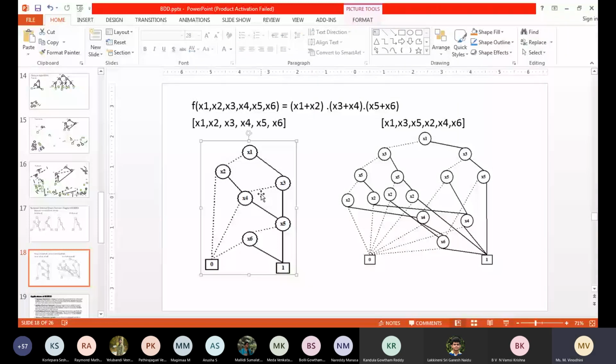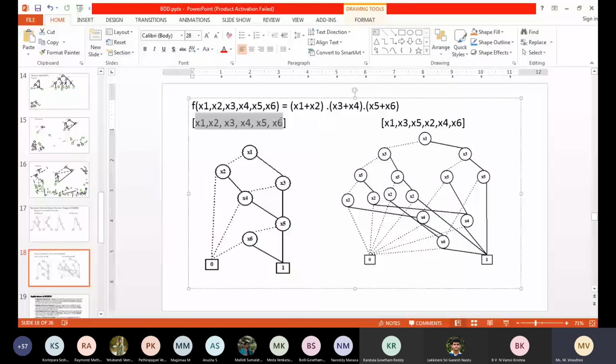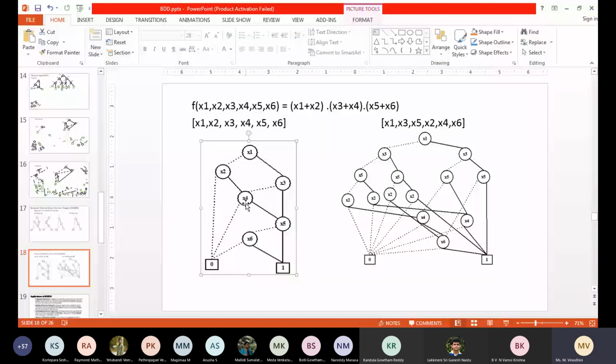And here I considered the variables in the normal order, regular sequence, so I can call this an ROBDD. Now let me see. Instead of taking 1, 2, 3, 4, 5, 6, I have taken 1, 3, 5, 2, 4, 6, a random sequence. But my final RBDD, the reduced binary decision diagram, which I got is this. So the first diagram is drawn considering the order. The second diagram is drawn without considering the order.